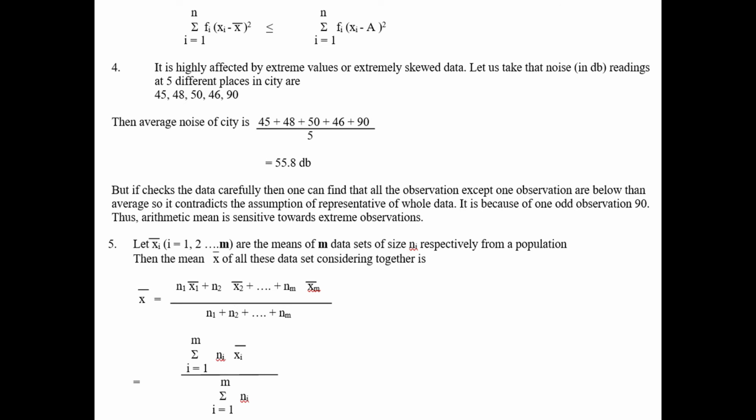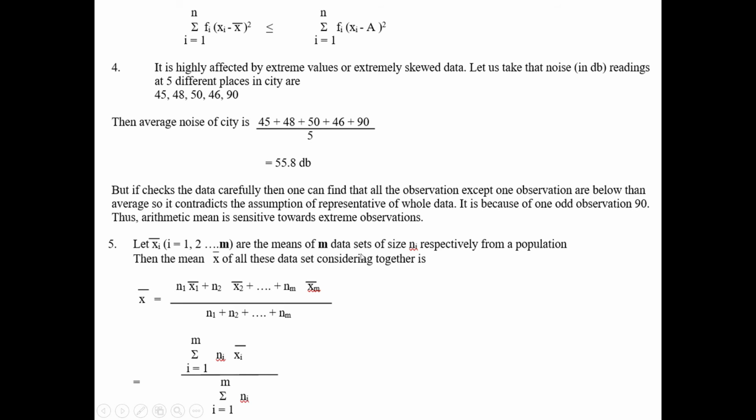Let's take the fifth example. Let x̄i, where i is 1 to m, be the means of m data sets. We have taken means of m data sets of size ni respectively from a population. That is, from the population you can draw different samples and you can draw different means. Then n1 x̄1, n2 x̄2. This n1 is the number of observations used for computing x̄1, n2 observations are used for x̄2, and similarly nm and x̄m.